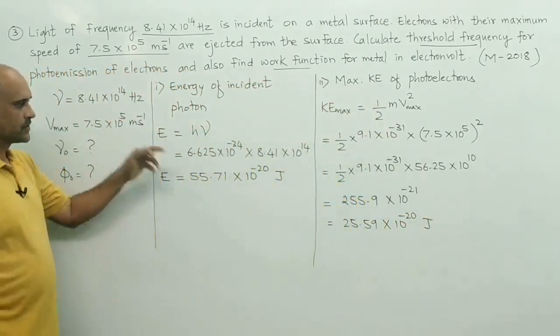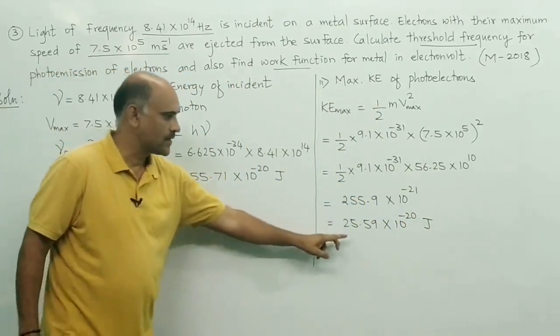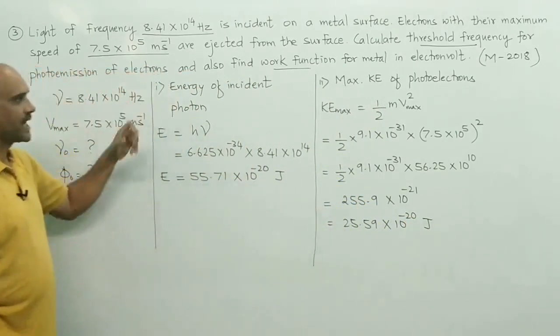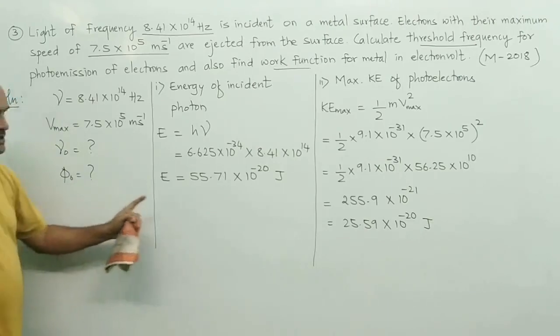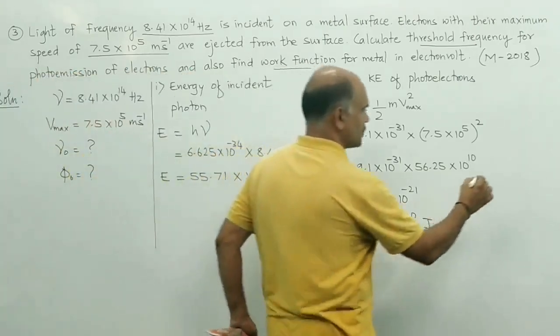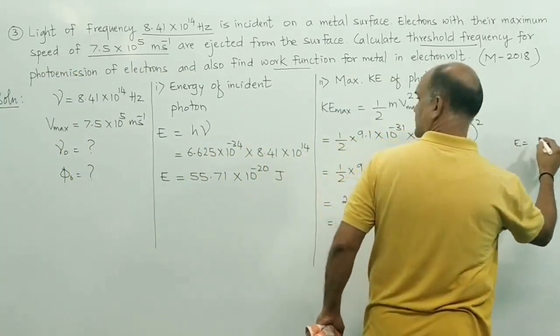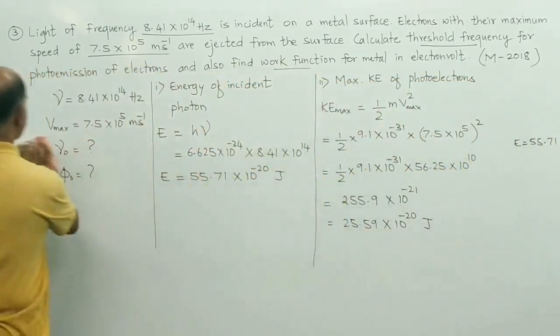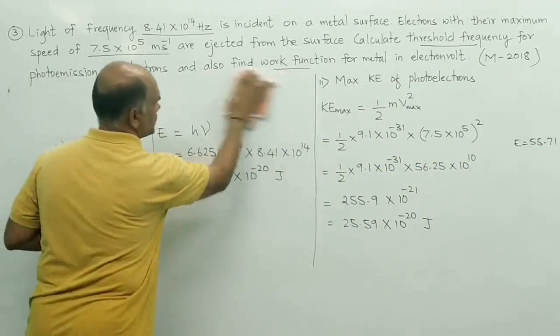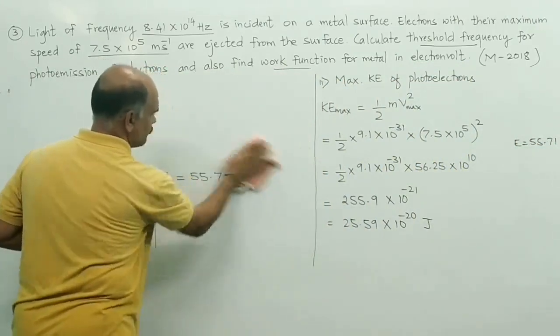So now I have got E, I have got KE max. So by Einstein's equation I can calculate work function. So using Einstein's equation I can calculate work function. So just I will be writing this value over here. So E is 55.71. So by Einstein's equation, now I will calculate the work function.